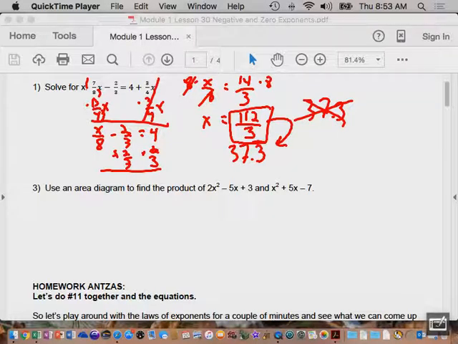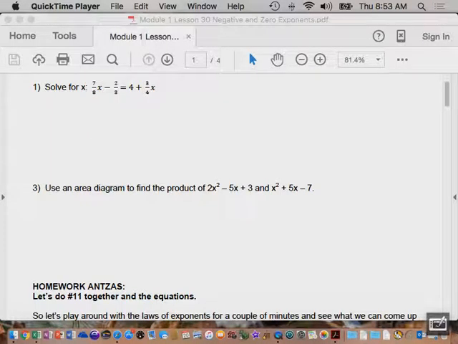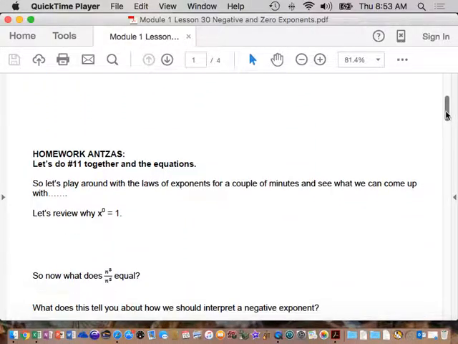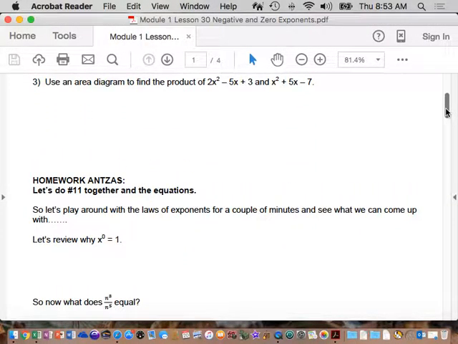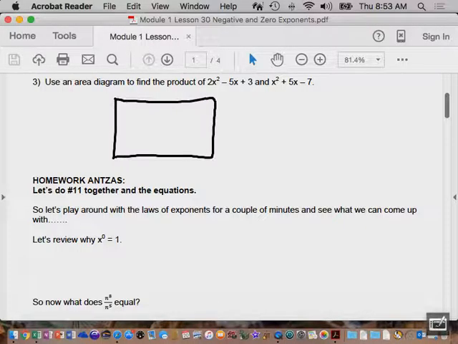Okay, now, number 2, find the product. There were a number of kids who made me quite proud in extra help this morning. They came in to learn how to do this question better, and they definitely improved. So, that's what we're looking for. Improvement.